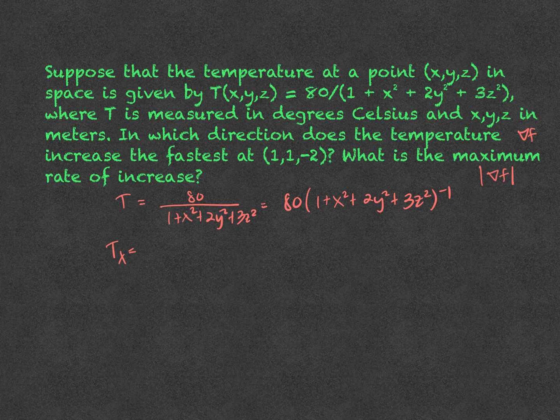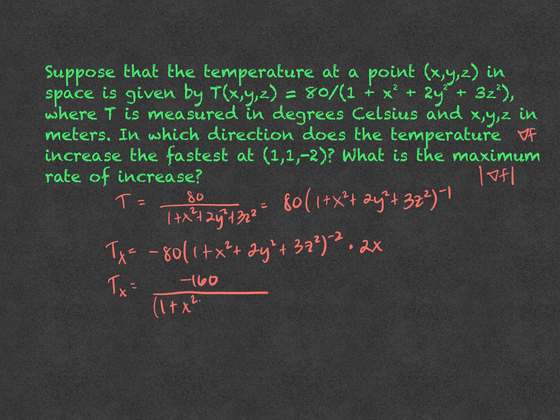So t sub x is equal to the derivative of 80 times something to the -1, which is negative something to the -2. So we have 1 plus x squared plus 2y squared plus 3z squared, all to the -2, which moves it to the denominator, by the way, times the derivative with respect to x, which is 2x. So we're going to say that t sub x is equal to negative 80 times 2, which is negative 160, and the denominator is 1 plus x squared plus 2y squared plus 3z squared, all squared.